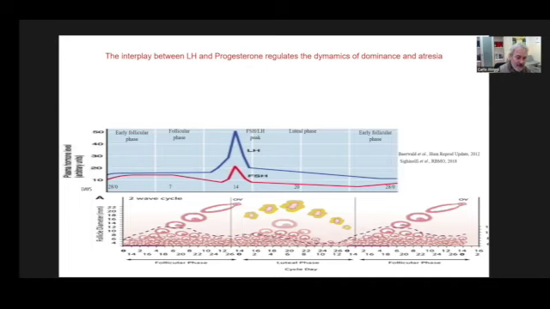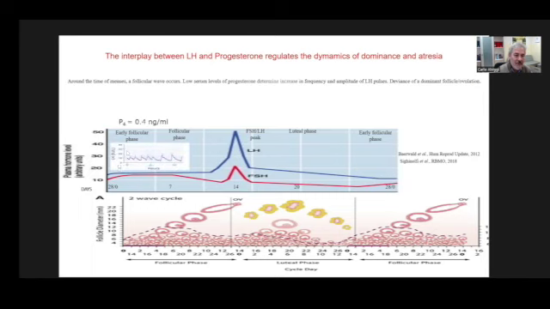The explanation is the presence of progesterone, because during the early follicular phase, the LH pulsatility is very well regulated. The progesterone levels are very low. And when progesterone levels are very low, deviation can occur and the dominant follicle can reach maturity and go until the pre-ovulatory and ovulatory stage.